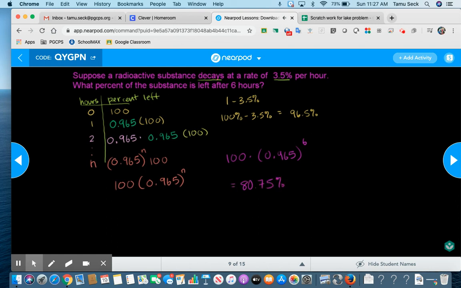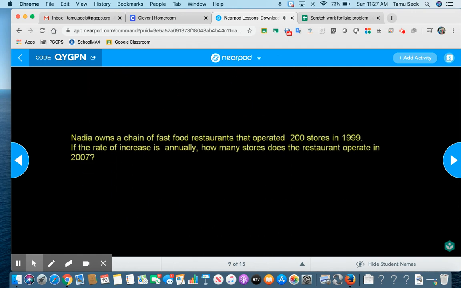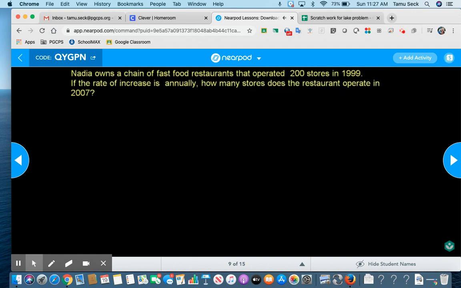Let's do another one of these. So we have Nadia owns a chain of fast food restaurants that operated 200 stores in 1999. If the rate of increase is, there's a typo here, it should be 8%. The rate of increase is 8% annually. How many stores does the restaurant operate in 2007?